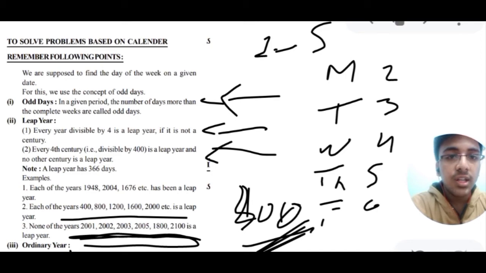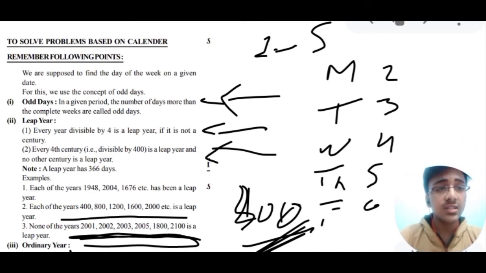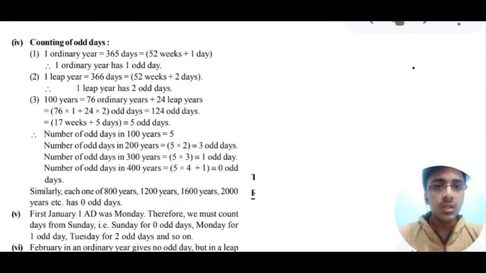Now what is an ordinary year? That's a very simple concept. A leap year has 366 days, we know. Now what's an ordinary year? An ordinary year has 365 days. Every year other than a leap year is an ordinary year. So I hope it's clear. Now, moving forward, counting the odd days. How to count the odd days? Odd days is the only concept you have to study in this portion, calendar, and this is the main concept. If you get this concept, then the whole chapter is complete.